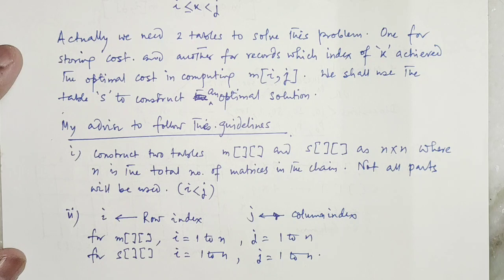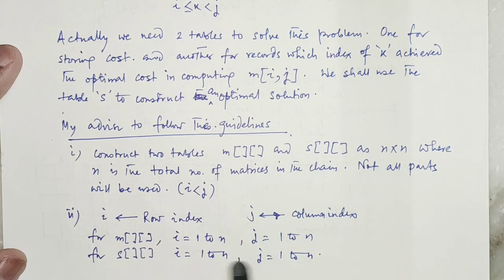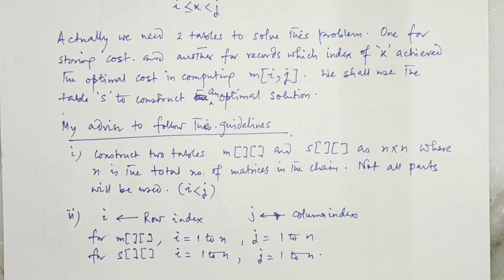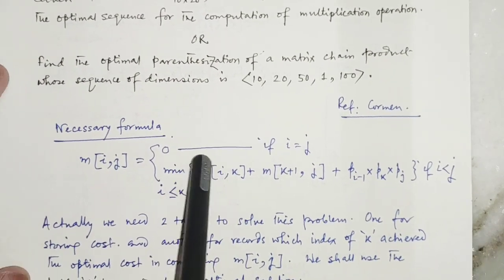So i is the row index of the table and j is the column index. For M, row index starts from 1 and ends at n because it is an n cross n table I told, and column index also starts from 1 and repeats up to n. That means j also starts from 1 and repeats up to n. That is the same for S also. So if it is a 4 cross 4 table, definitely row starts from 1 and ends at 4, and j starts from 1 and ends at 4. Simple.